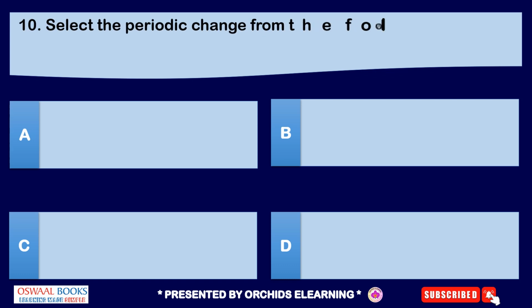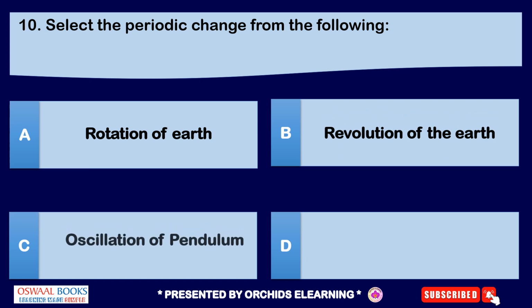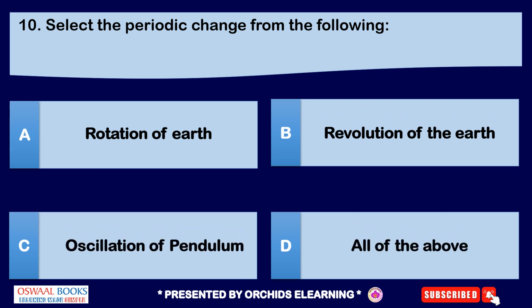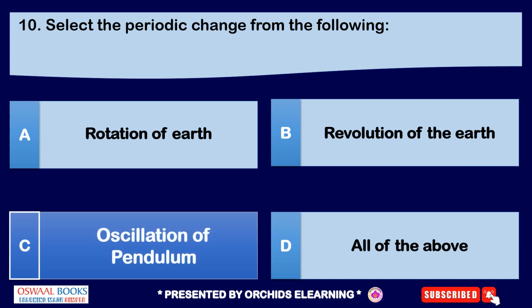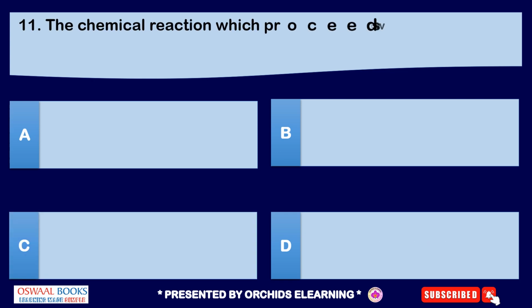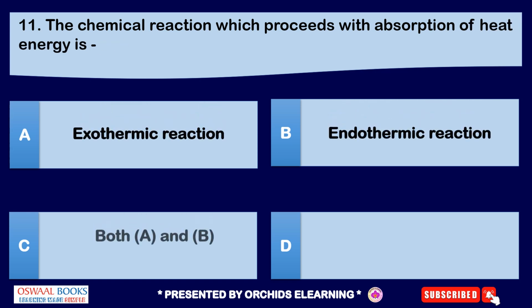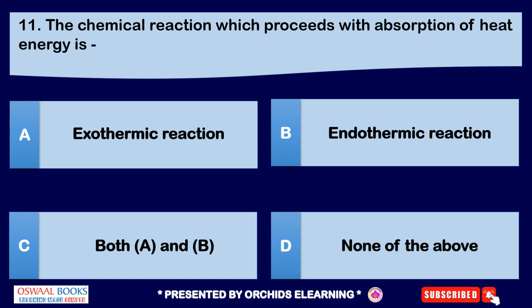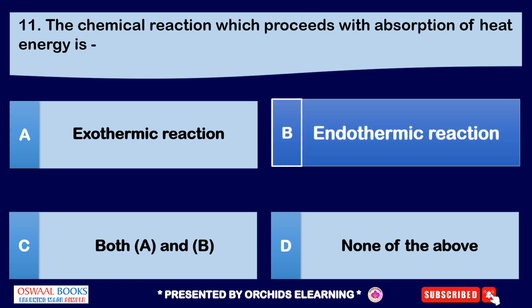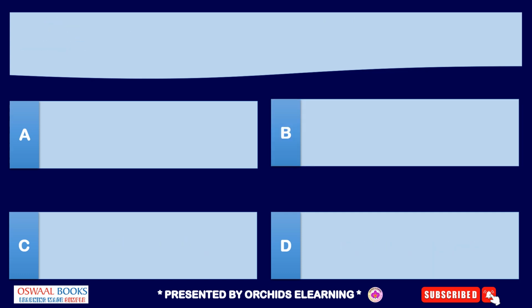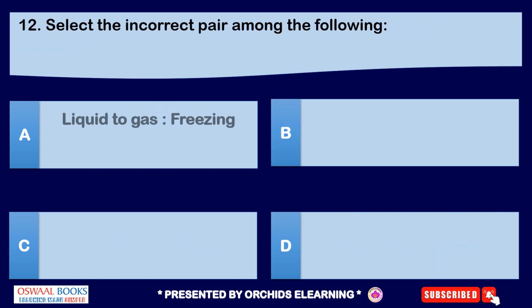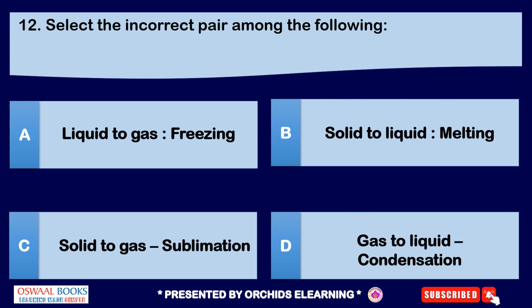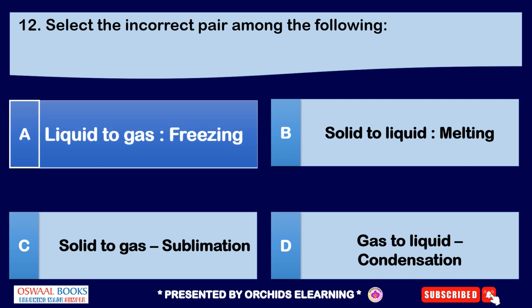Select the periodic change from the following. C. Oscillation of pendulum. The chemical reaction which proceeds with the absorption of heat energy is B. Endothermic reaction. Select the incorrect pair among the following. A. Liquid to gas, freezing.